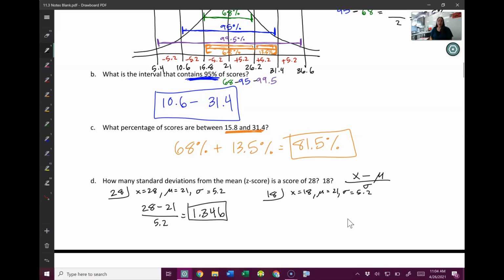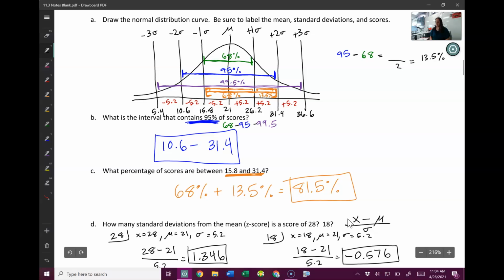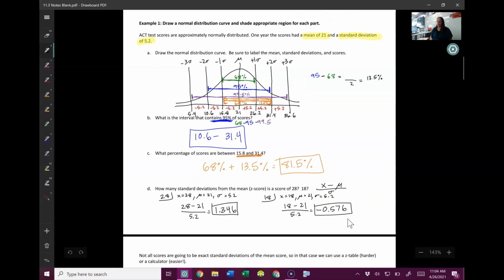So a score of 28 is 1.346 standard deviations above the mean, which is pretty good. Now let's try the 18. Minus the mean divided by the standard deviation gives us a z-score of negative 0.576, which is about 0.5 standard deviations below the mean. So that means you scored below average. Not awesome. Probably want to try again and get a better score. Anyway, so that is example number 1.